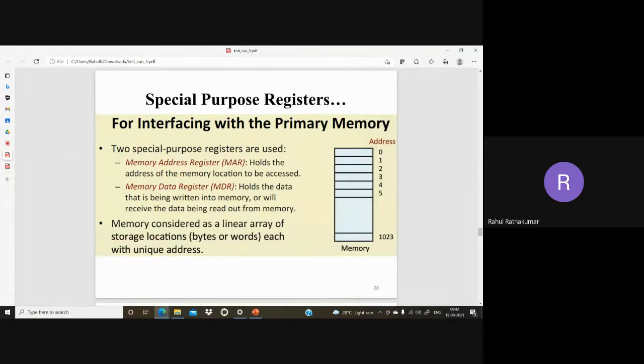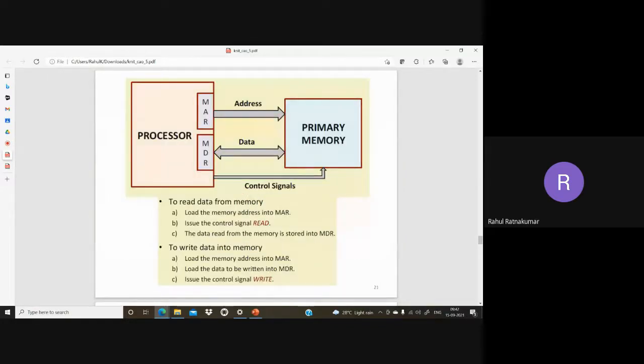So memory is always considered a linear array of storage locations, as you have seen in the Little Man computer as a mailbox. Okay. So what is MAR, memory address register? What is MDR, memory data register? As the name suggests, we can easily understand that MAR always stores the address, memory address register. And MDR means memory data register. So MAR always stores address and MDR always stores data.